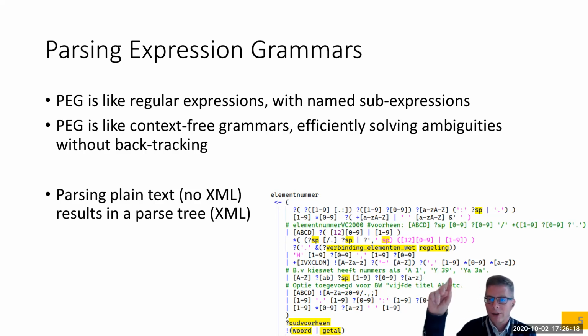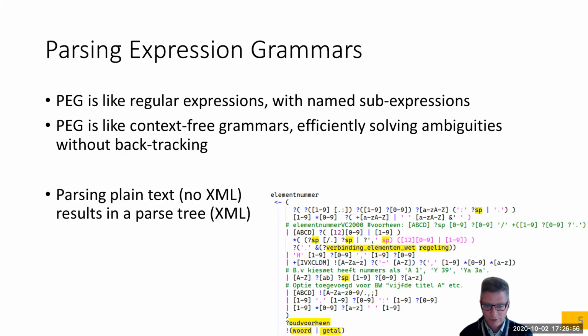This is the rule for element number, and there are several references to other non-terminals, as they're called, like regeling or SP for space. They're all marked in yellow, and those refer to other rules in the same grammar. For the link extractor, we have used the Rex parser generator, which generates pretty efficient parsers, but they can only parse plain text, no XML. And the result is a parse tree.